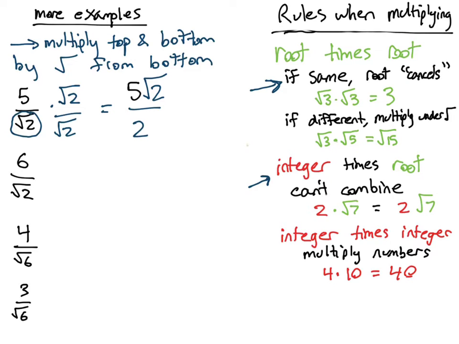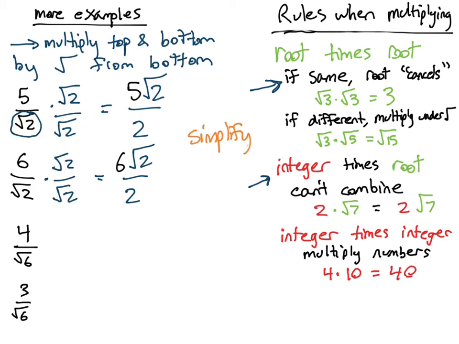In this next example, we need to multiply again by the square root of 2 so that we can get that denominator to have just a regular number 2 without the square root. And in our numerator, we've got 6 times the square root of 2. And it might be possible to simplify some of these fractions.